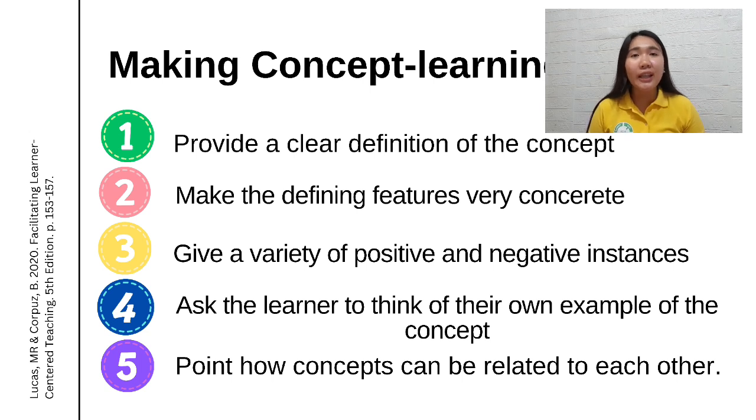Fifth is to point out how concepts can be related to each other. We have to show how concepts are interconnected to help students build a richer understanding and see the bigger picture. For example, we have to explain how triangles are related to other geometric shapes, such as quadrilaterals, so four sides, or polygons, or multiple sides. So that would be all for making concept learning effective.